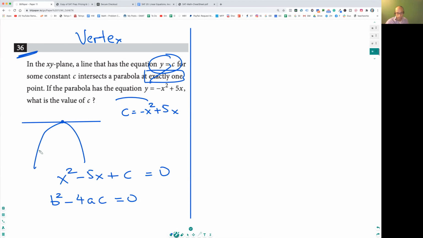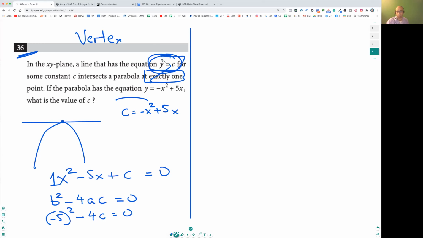Okay, that's one way to think about it. So what you're going to do over here is, this is b over here, so you can do negative 5 squared minus 4a, where a is 1 over here, and c is equal to 0, and there you see, you can solve it. Okay, there is c over here, right?